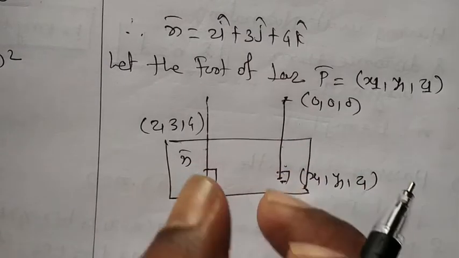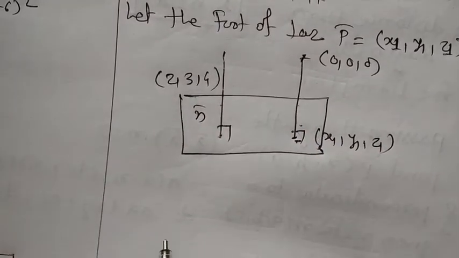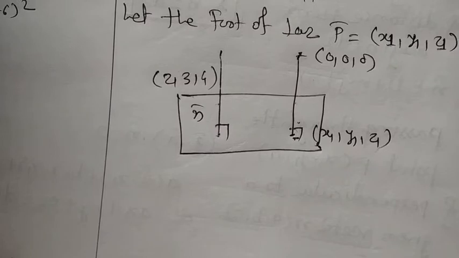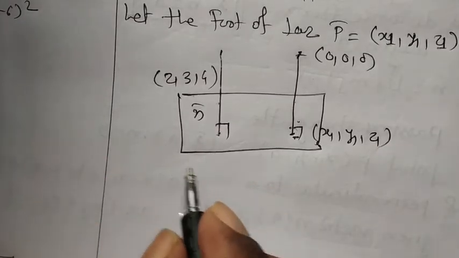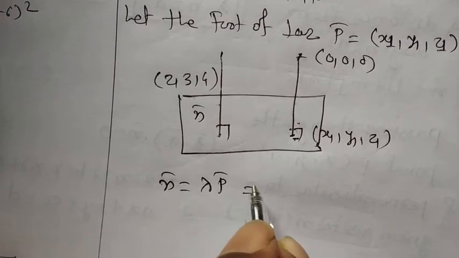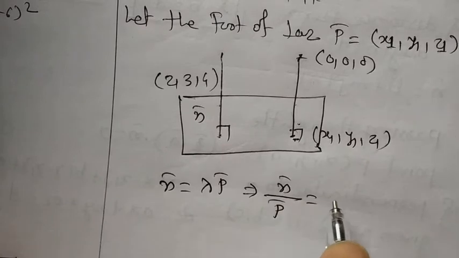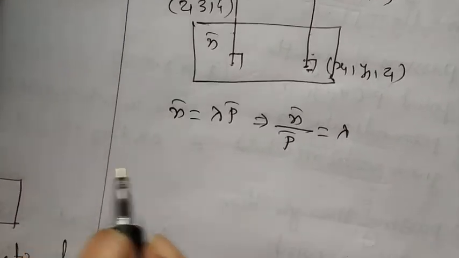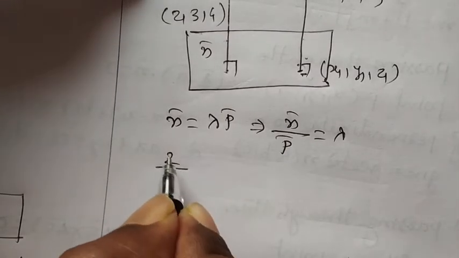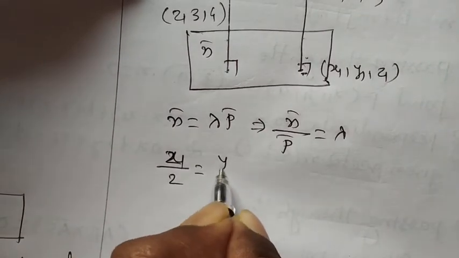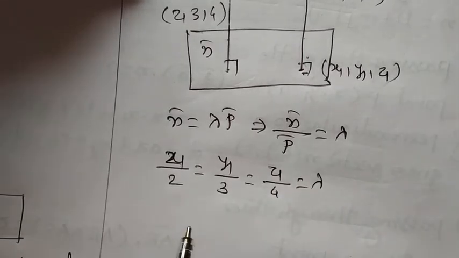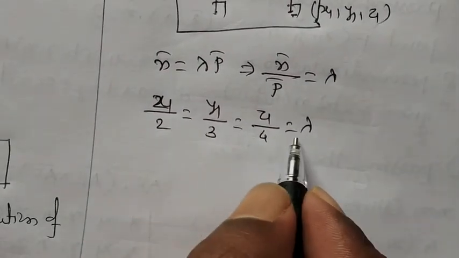These two are parallel. If two vectors are parallel, then there is a condition that one vector is a scalar multiple of the other. So we know that n bar is equal to lambda times p bar, or we can say that n bar upon p bar is equal to lambda. Then put the values of n bar and p bar. Then x1 by 2 is equal to y1 by 3 is equal to z1 by 4 is equal to lambda, because they are proportionally equal.